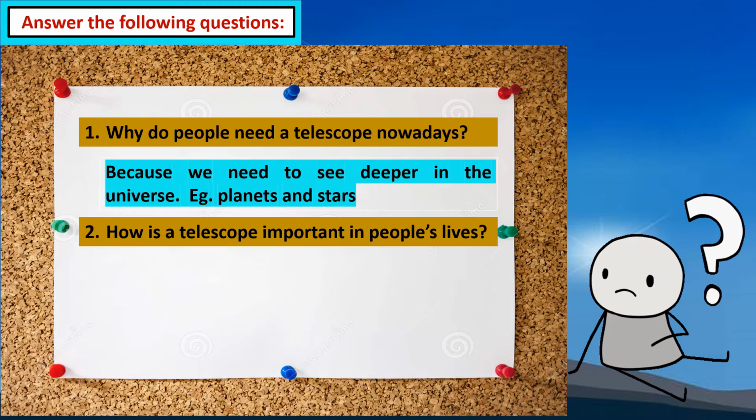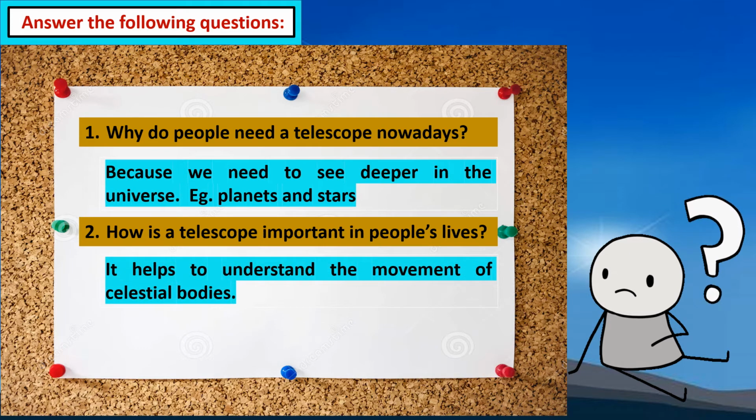And the answer for number 2 is, how is a telescope important in people's lives? ¿De qué manera es importante el telescopio en las vidas de las personas? It helps to understand the movement of celestial bodies. Este ayuda pues a entender el movimiento de los cuerpos celestes. These are my answers. Remember that you have to work on your own answers, right? You need to write over here your own answers.